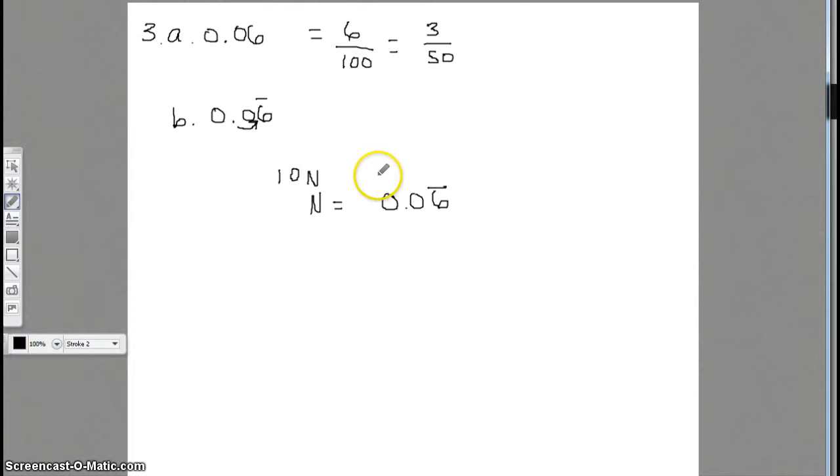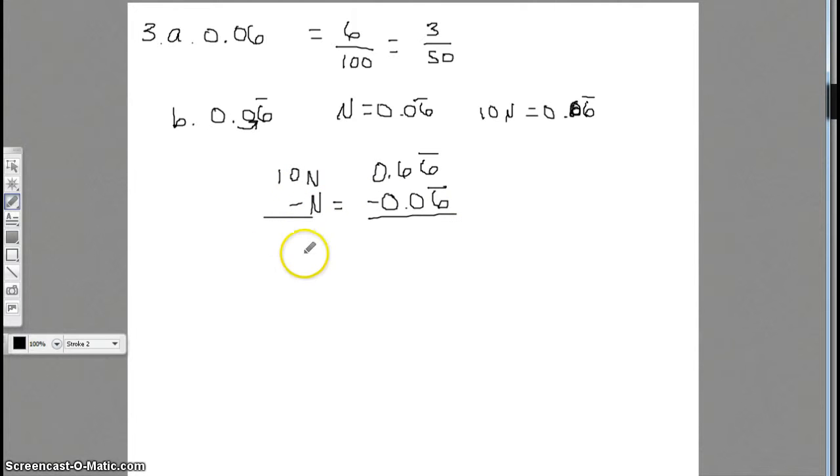So that means we're going to have 0.6. And we could go ahead and draw the bar here, but what I'm going to do is go ahead and repeat my pattern. So if n is equal to 0.06 with a bar, then 10n is equal to 0.66 with a bar over it. Now what I need to do is subtract, and I'm going to do that on both sides. 10n minus n, well, that must be 9n because we had 10 and we took 1 away. And on the right side, I have 0.66 minus 0.06. That's going to give me just 0.6.